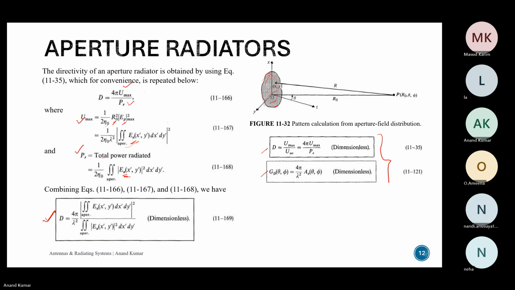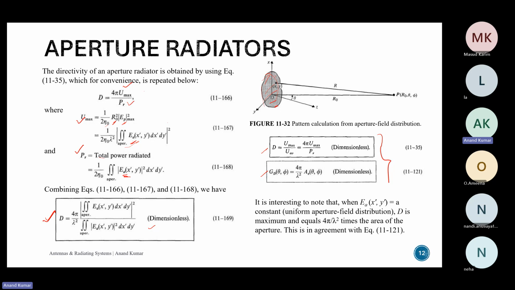the directivity. This is the expression of the directivity, and it is interesting to note that for a uniform aperture field distribution, so this EA is constant, this will turn out to be 4 pi upon lambda square times the area of the aperture. Sorry, the ratio will not give 1. It will turn out to be the area of the aperture, because we have dx dy under square over here, and we have dx dy over here. So in that case this expression 11.169 will be in agreement with 11.121, where again we have the directive gain equal to 4 pi upon lambda square times the effective aperture area.